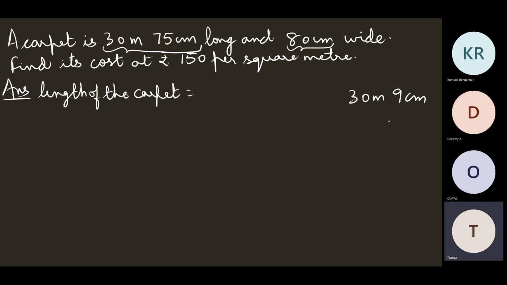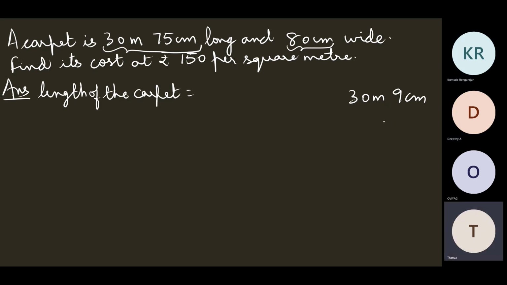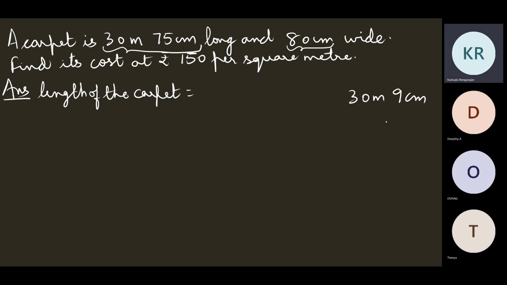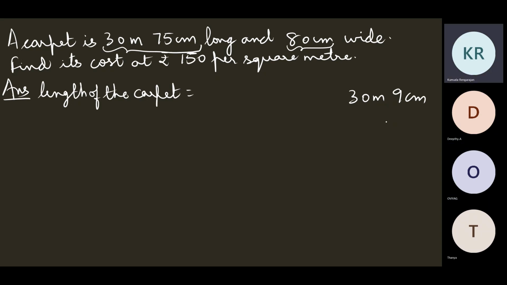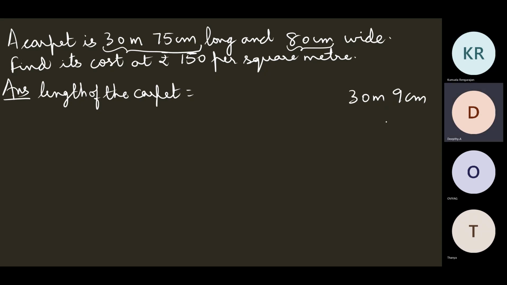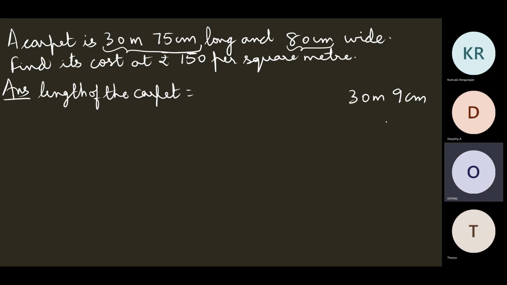30.09. 30.9 meters. Ma'am, it'll be 3.9. Okay, so Tanya says 30.9, then Deepthi? Ma'am, I think 3.9. How can it be 3.9? It's 30 meters, no? Ovia? Ma'am, you wanted it to be converted into meters. I think the answer is 30.09 meters.